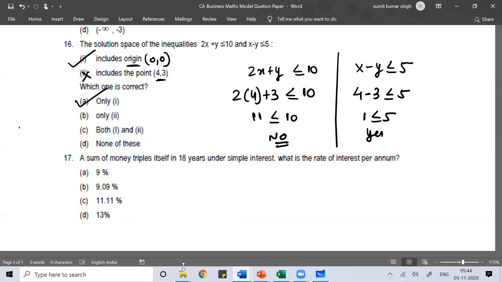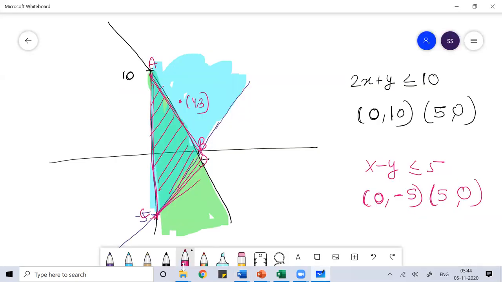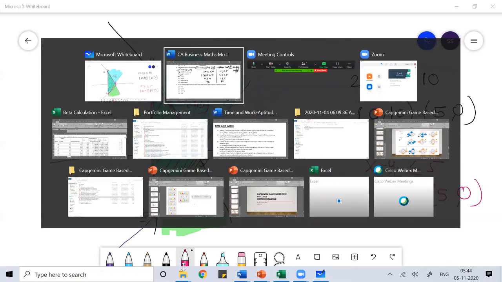If you study operations research, you will study how to solve this question by using LPP, the linear programming approach. We'll solve it by the solver method, or in MS Excel by using Solver, or we use the simplex method. If you go for MBA, you'll study how to solve these kinds of questions by using the simplex method. But for the time being, when you are preparing for the CA Foundation exam, this much basic knowledge of inequality plus understanding the graphical part would be more than enough for you.